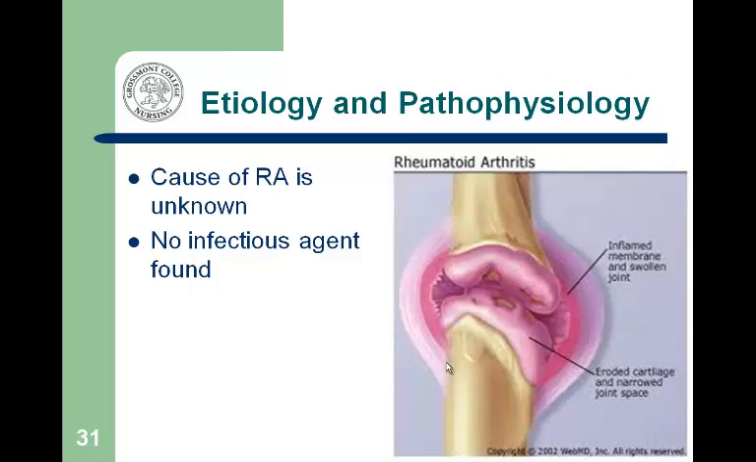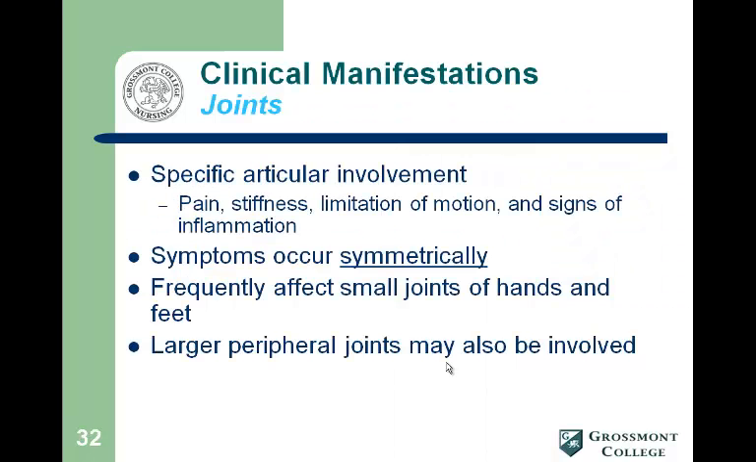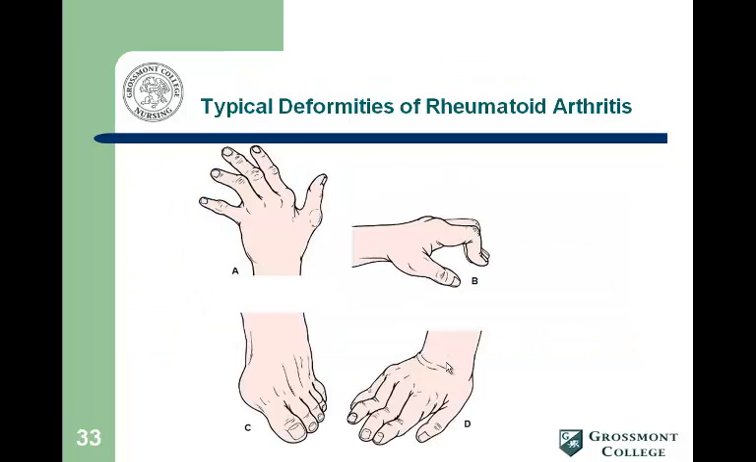So the cause of RA is unknown, and there's really no infectious agent that's been found. But this diagram kind of shows how it gets inflamed. Looks kind of ugly. So when it is involved only in the articular area, we're going to have pain, stiffness, limited range of motion, and inflammation. And again, the symptoms occur symmetrically. That's important to note. Starting at the small joints, sometimes going to the larger ones.